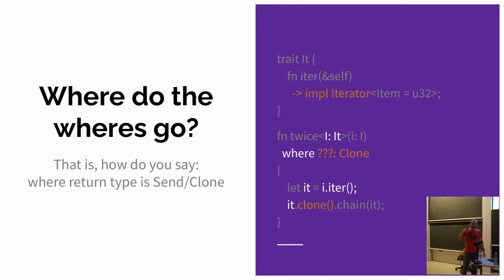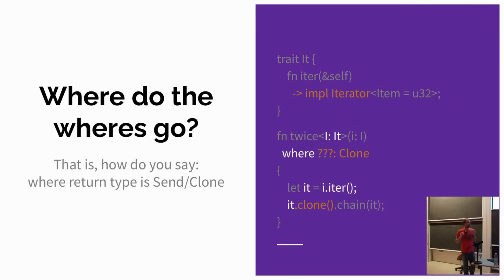And this gets particularly weird when you have asynchronous functions or futures, because you really often want to say where the return type is Send, so that you can use it with async executors that are multi-threaded, like Tokio, right? If you can't say that I require that it be Send, what do you do?